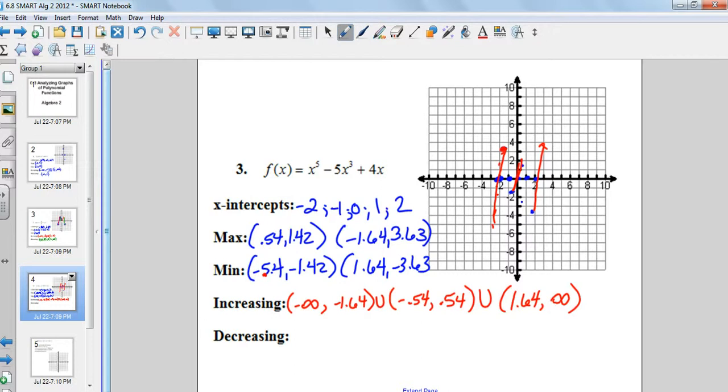Now the decreasing sections were between here and here, and between here and here. So if I try to label those, I started decreasing at negative 1.64, and then stopped decreasing when he got to negative 0.54. And then he picked up again at 0.54, and then stopped decreasing once he reached 1.64.